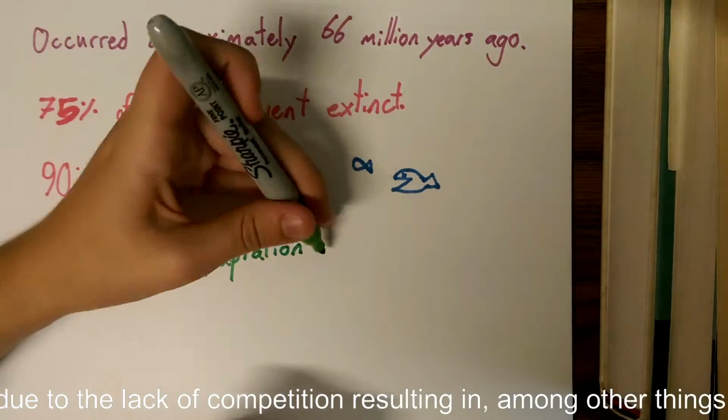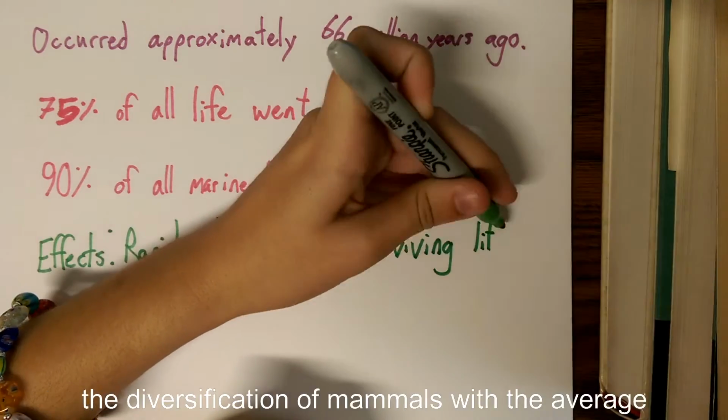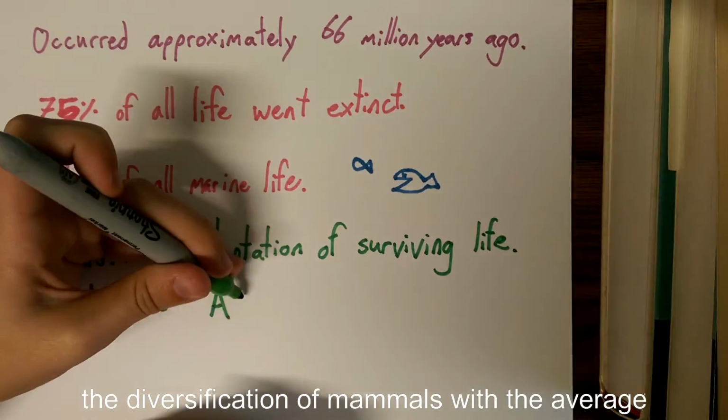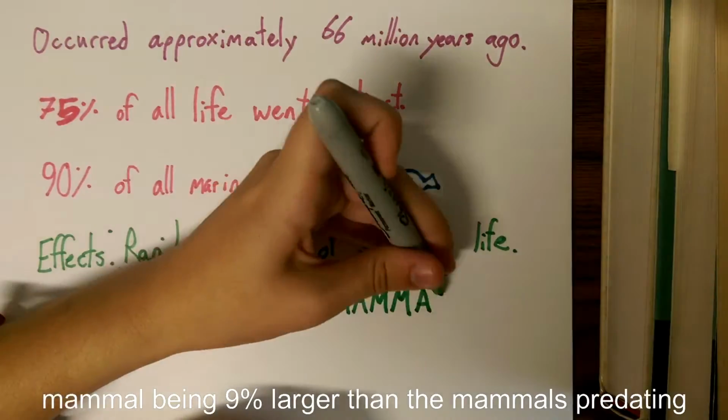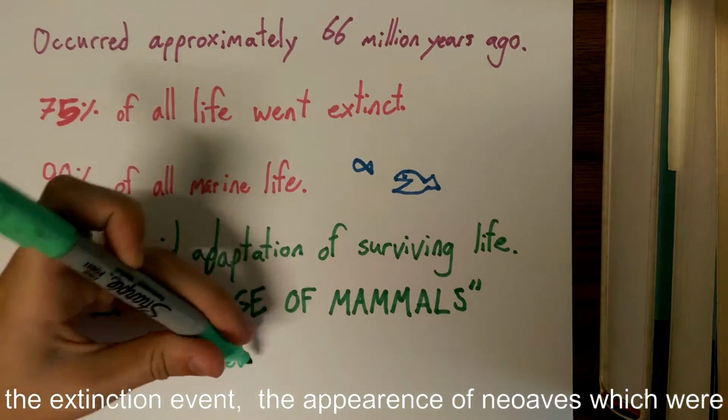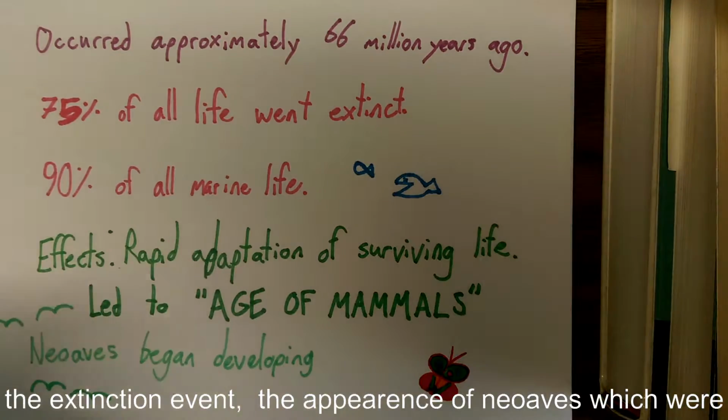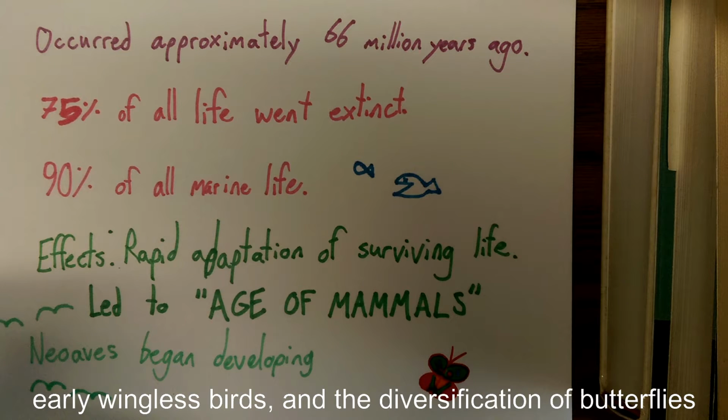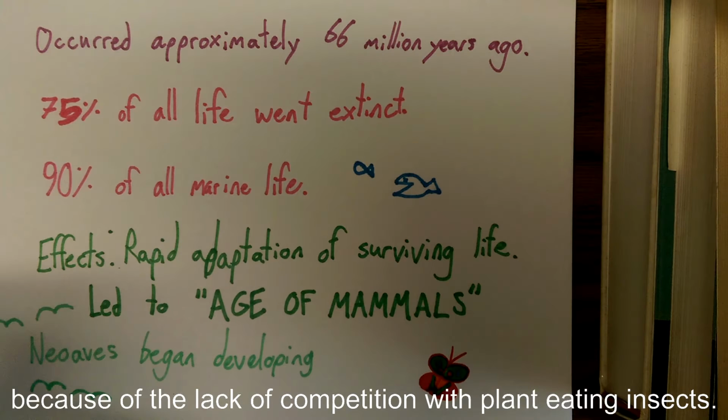The mass extinction resulted in the Age of Mammals, which was a period of time following rapid evolution due to the lack of competition, resulting in, among other things, the diversification of mammals, with the average mammal being 9% larger than mammals predating the extinction event, the appearance of neo-aves, which were early wingless birds, and the diversification of butterflies because of the lack of competition with plant-eating insects.